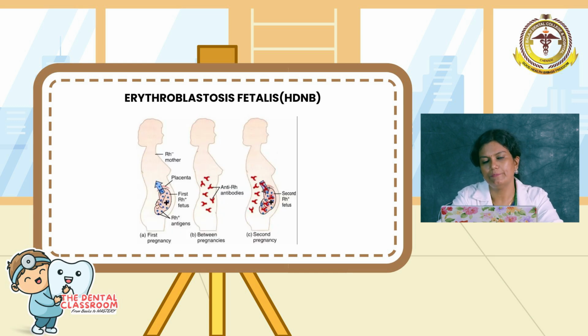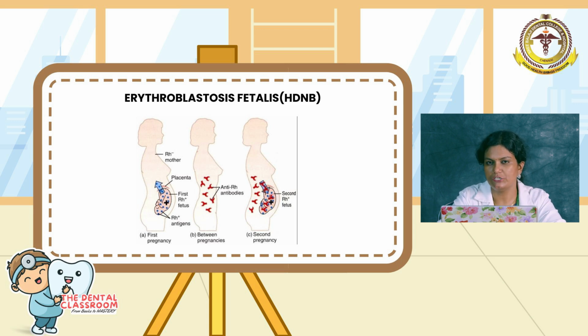Another important type of physiological jaundice that we discuss in biochemistry is HDNB, that is hemolytic disease of the newborn. It is also called erythroblastosis fetalis. Here, the risk of jaundice develops because of increased hemolysis in the fetal blood, and the cause is RH incompatibility between the mother and the fetus. This condition is predominant in women who are RH negative and the child being RH positive.